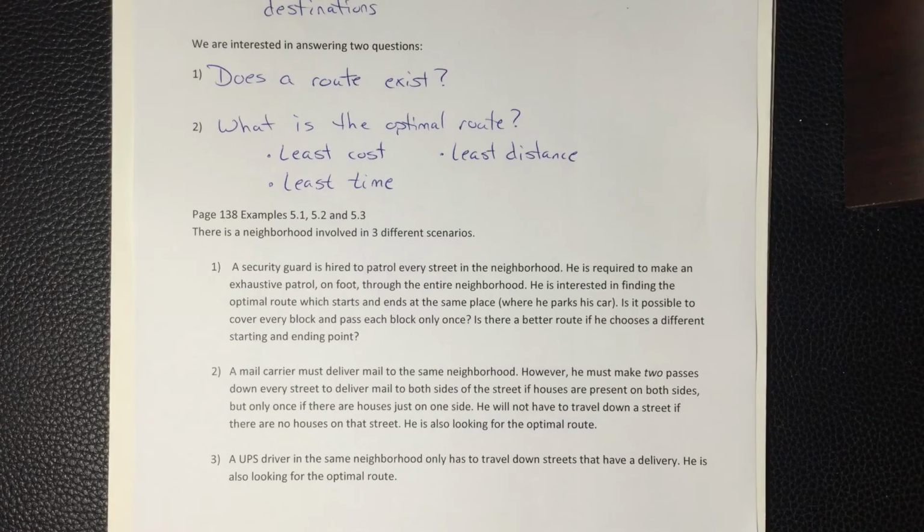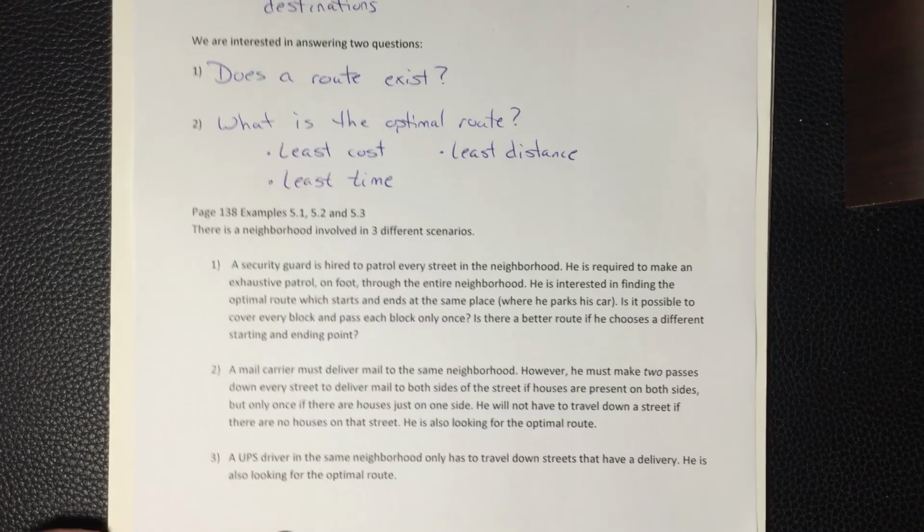Number two, a mail carrier must deliver mail to the same neighborhood. However, he must make two passes down each street to deliver mail to both sides of the street if houses are present on both sides. Only once if there are only houses on one side. He will not have to travel down a street if there's no houses on that street. He is also looking for the optimal route. Number three, a UPS driver in the same neighborhood only has to travel down streets that have a delivery. He is also looking for the optimal route. So this gives us some ideas of the types of questions we like to try to solve with graph theory.